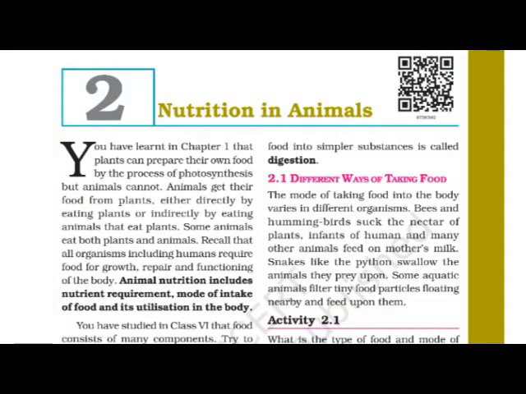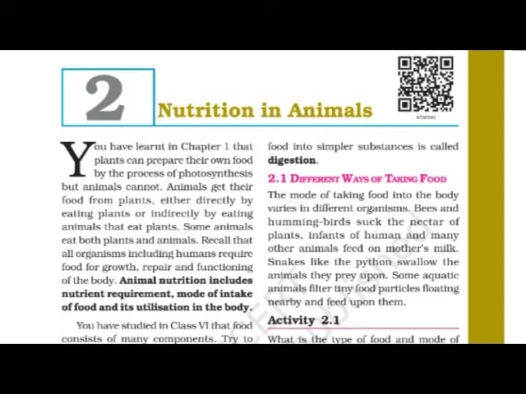Session number 1 of lesson number 2, nutrition in animals. About nutrition we have learned in the last chapter. The name of the last chapter is nutrition in plants, that we have seen. So let me repeat what I mean by nutrition. Nutrition is the mode of taking food by an organism and its utilization by the body. So this nutrition is very important, as it is in plants, it is important in animals too.